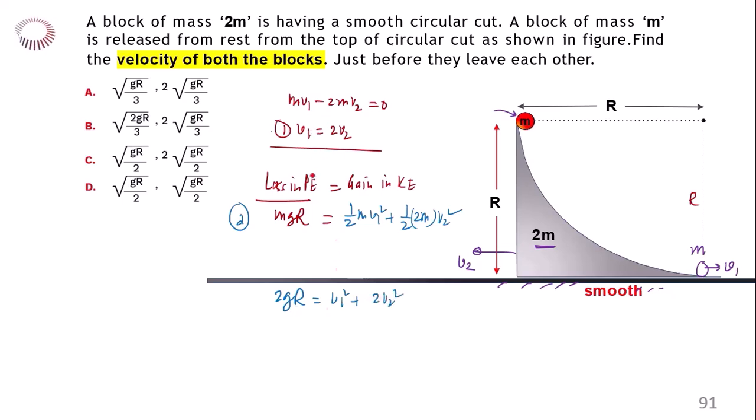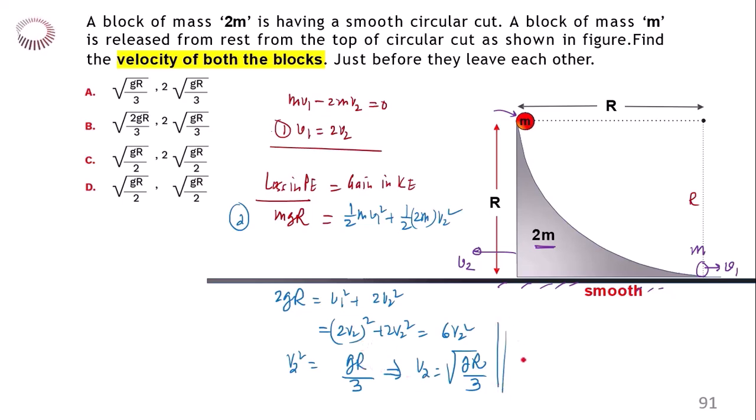Now v1 equals 2 v2. So here I am writing (2 v2) whole square plus 2 v2 square. So it is getting 4 plus 2, that means 6 v2 square. So 6 v2 square equals 2gr. So v2 square should be equal to gr by 3, or v2 should be equal to under root of gr by 3. So this is the velocity of the 2m mass.